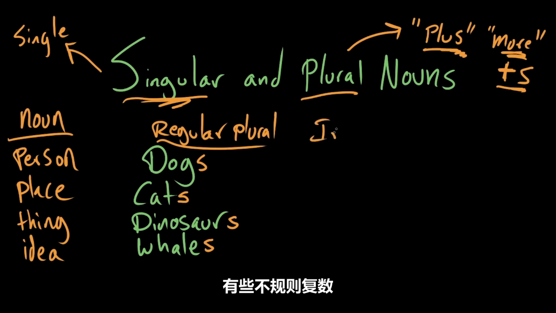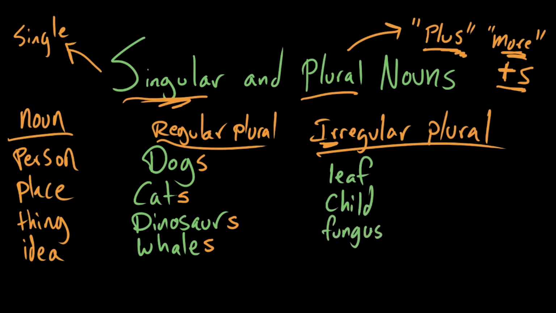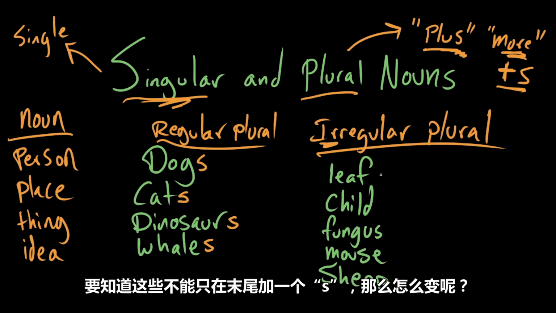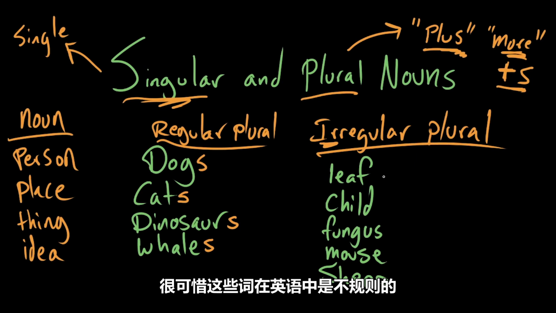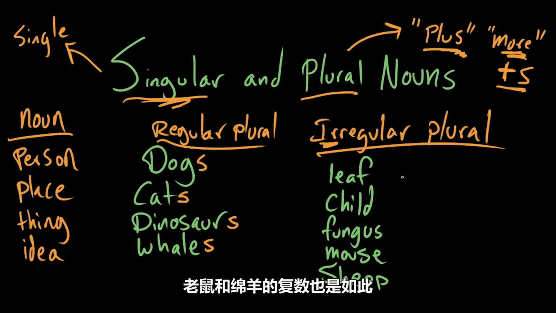However, here's the bad news. There are some irregular plurals. They are not regular, thus irregular. So now we have words like leaf and child and fungus, which is like a mushroom, mouse, and sheep. So you can't just add an S to these. That's unfortunately not how these nouns work in English. You can't say leafs and childs and funguses and mouses and sheeps.